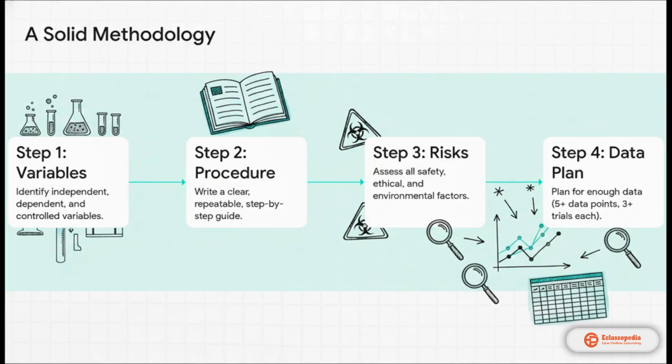But let's really zoom in on step 4. Why is getting enough data so critical? Well, because a single trial could just be a random fluke. But 3 trials lets you calculate averages and uncertainties, proving your results are consistent. And 5 data points across your range, that's what lets you plot a meaningful graph and see a real trend, which is absolutely essential for high-scoring analysis.